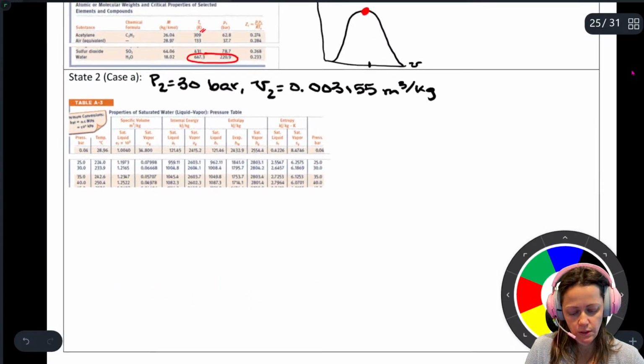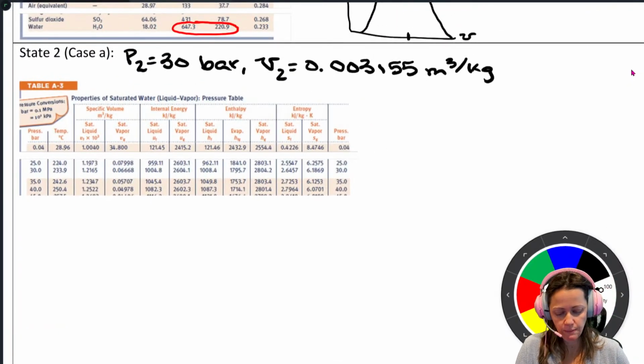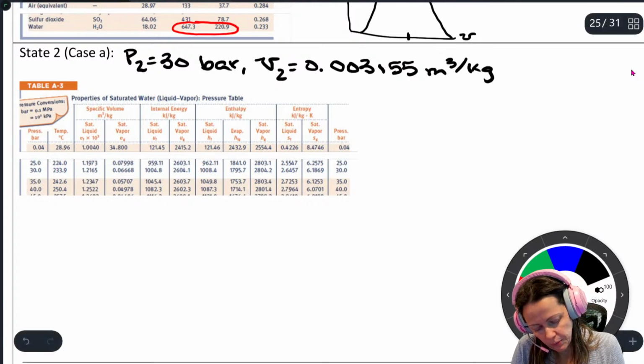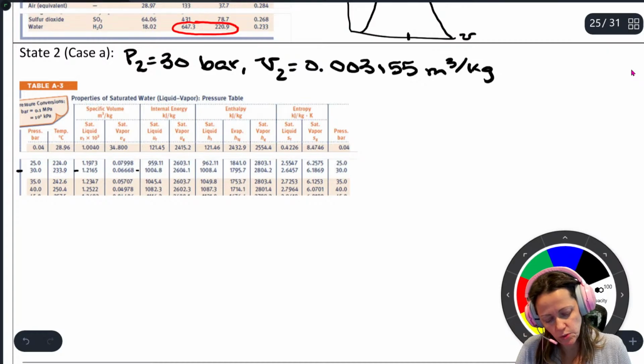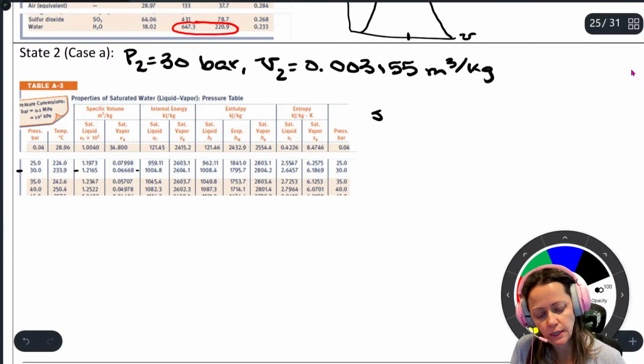So go into our saturated tables because we need to figure out what phase we're in. So I'm going to table A3, and at 30 bar, it looks like if we're between 0.0012165 and 0.06 and change, then it's saturated. So clearly, that's what we've got. It's saturated.